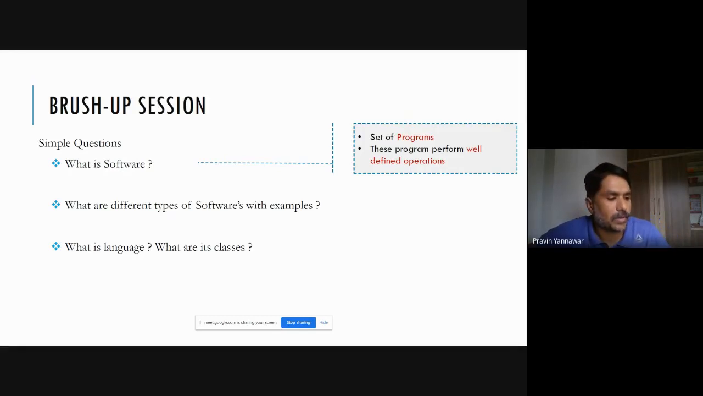So this is important. Language is a medium of communication, and to interact with the computer, you need to have a language. So what are its classes? What are its types? Anybody?